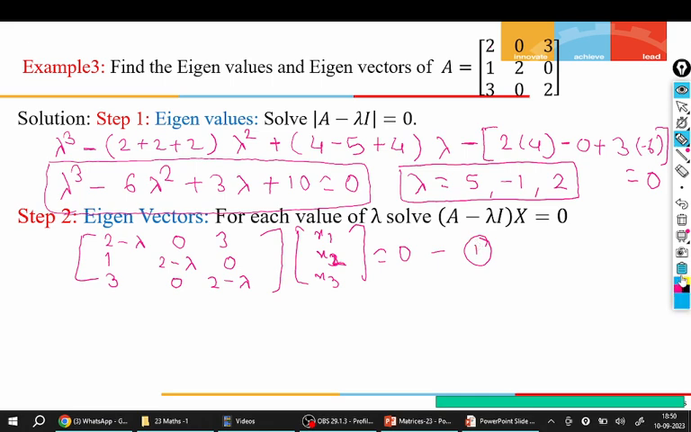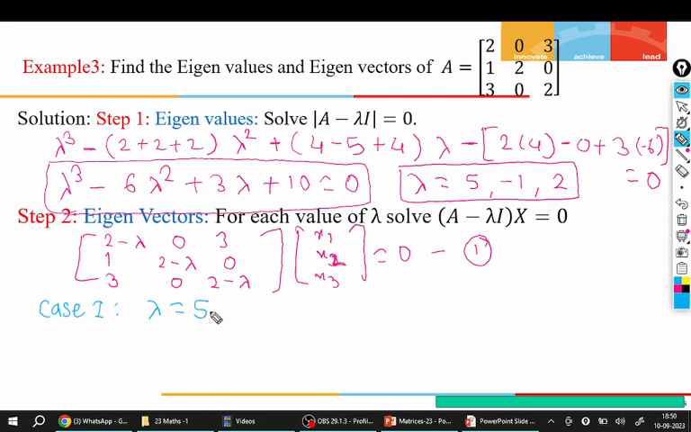So I'll start here with case 1, lambda is 5. So remember, already we know for each value of lambda, the rank of the coefficient matrix is always less than the number of unknowns, so that we get a non-zero vector. So just write any two equations from this system which we have to solve.